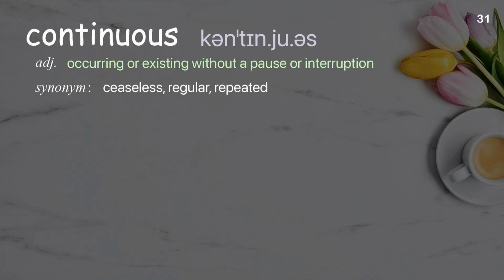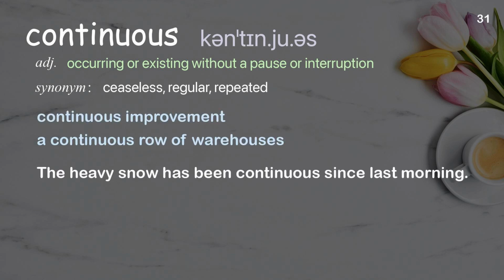Continuous. Occurring or existing without a pause or interruption. Examples: continuous improvement. A continuous row of warehouses. The heavy snow has been continuous since last morning.